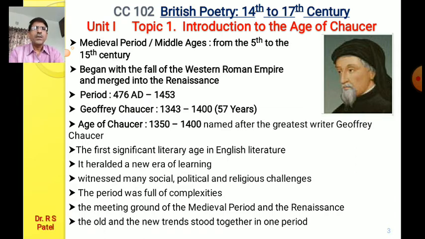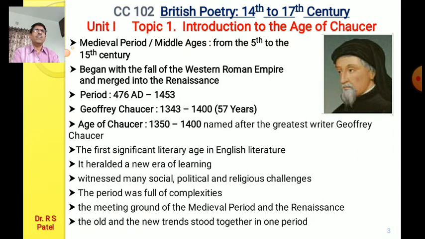Now, the Age of Chaucer, that is from 1350 to 1400, is named after the greatest writer Geoffrey Chaucer. It is the first significant literary age in English literature. Ages we have, but we are basically interested in the literary period, meaning whatever important events take place in the growth and development of literature, that is quite noteworthy for all of us.